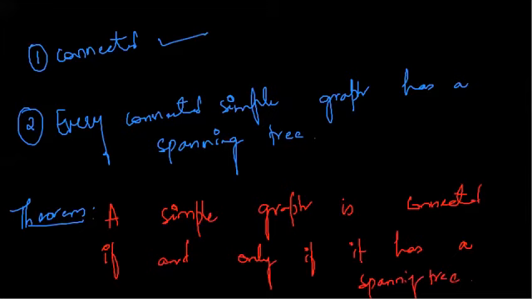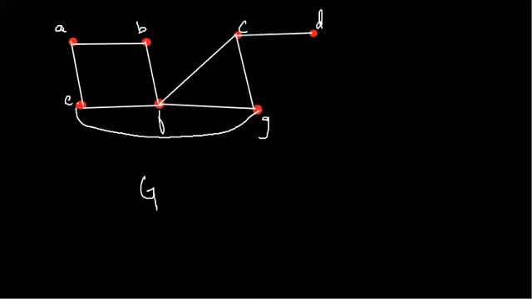Now, with respect to the same, let's see an example. Instead of the earlier example, I am taking another example. So the graph is as follows. This is a graph capital G with the following vertices A, B, C, D, E, F, G. Now for this given graph, we have to find a spanning tree.